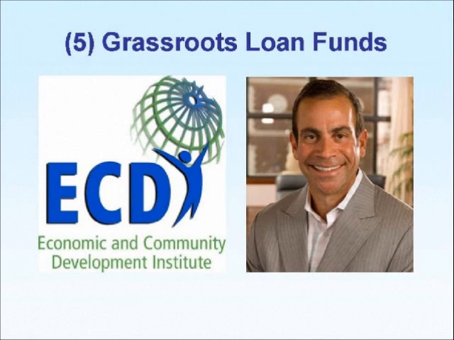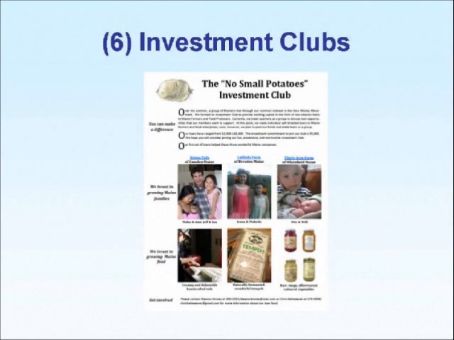Number 6, investment clubs. Groups of people, usually small groups, can come together and put money into their own pool, and as long as they are all involved in the decision-making of where the money goes, an investment club is another way you could do local investment. The picture here is from No Small Potatoes in Maine, an offshoot of Slow Money, and they invest in local farms and local food businesses.